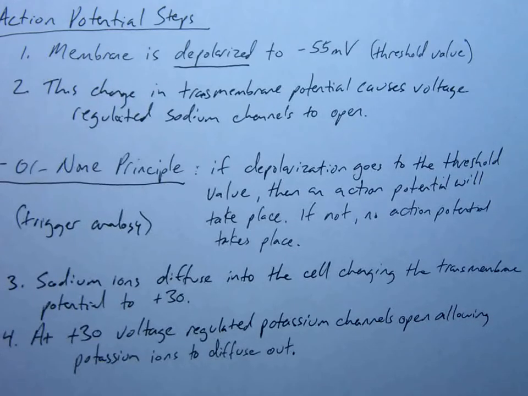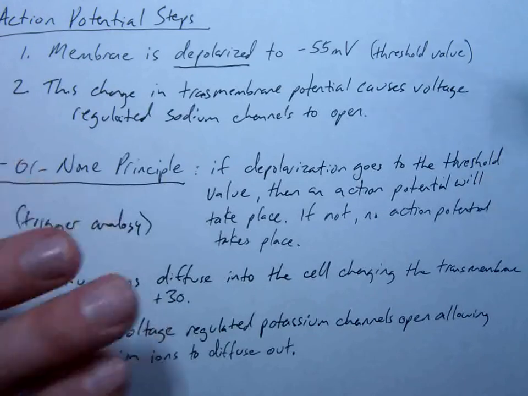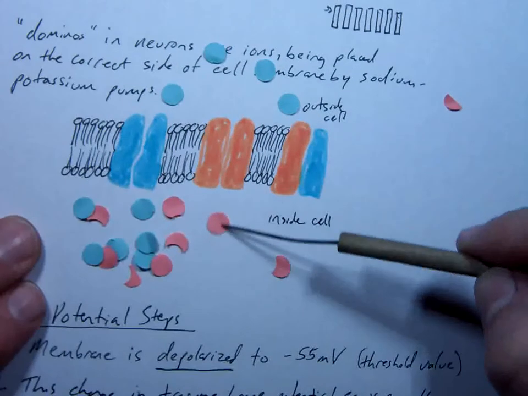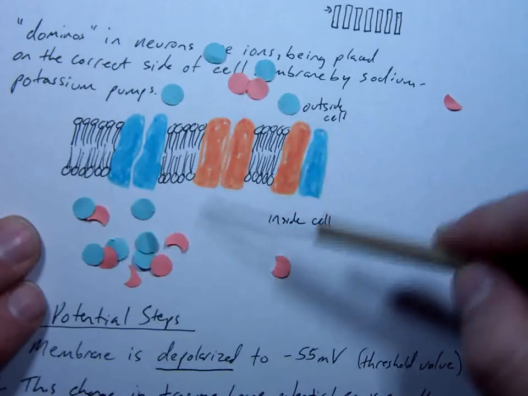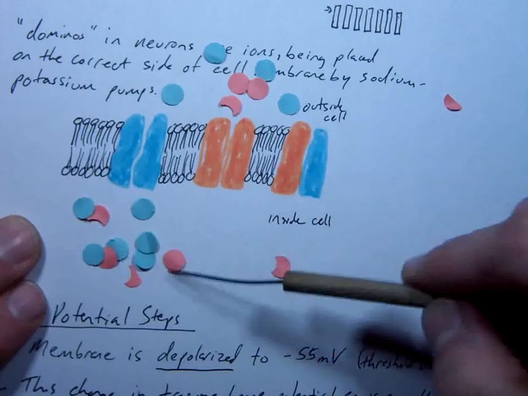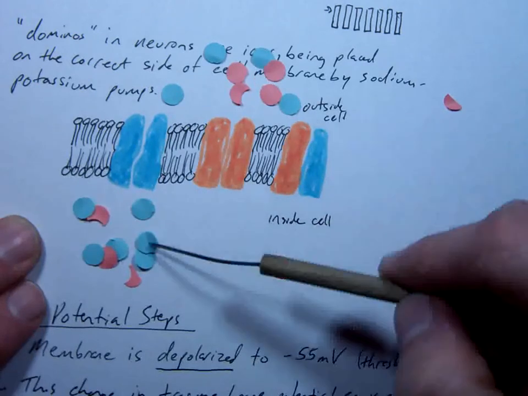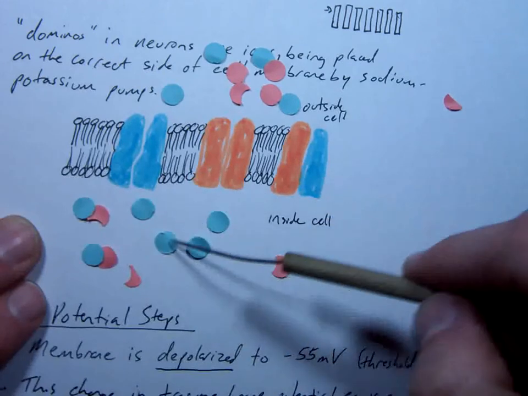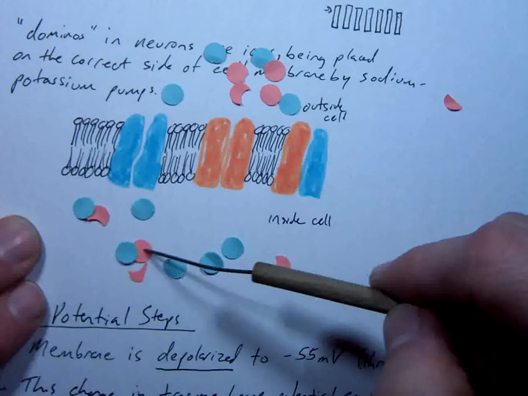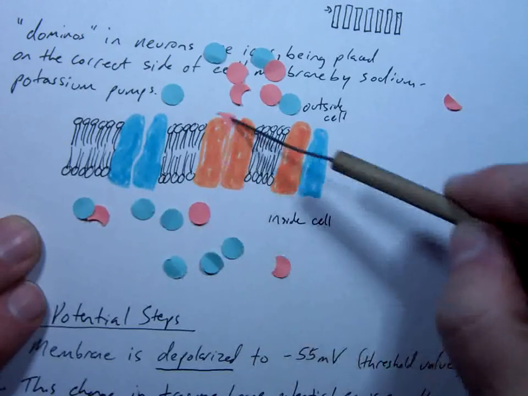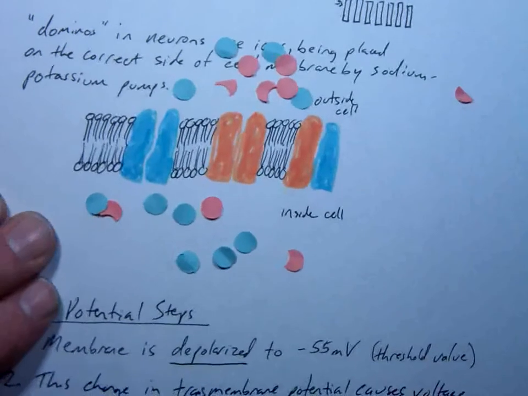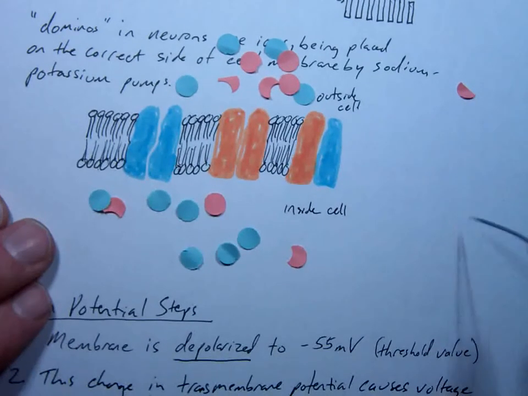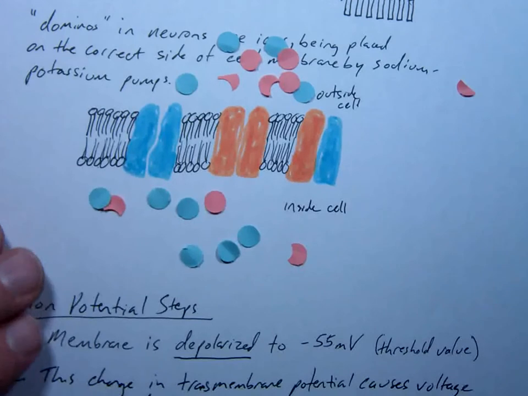Okay, so let's move those guys out. So now we're at plus 30. These dudes are going to diffuse out. And that's going to happen until we reach about, this little half guy, we'll put him out there too, until we reach about minus 80. There is a brief refractory period called hyperpolarization. And let's mention that down here, number 5.